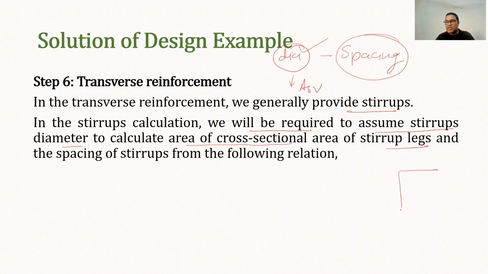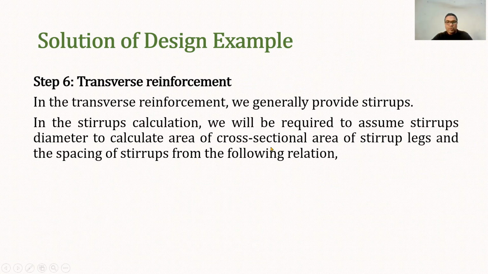As I explained earlier also, stirrups are like this. This one is one leg and this one is the other leg. So these are two-legged vertical stirrups. The area of cross-section in this case would be 2 into the area of cross-section of one leg. So for example, if we assume the diameter of this stirrup as 10 mm, then it would become 2 into pi d square by 4. So this is what we have done in our problem.